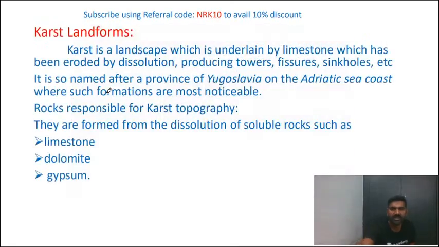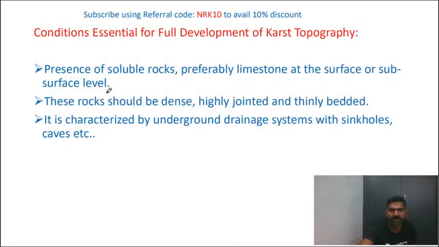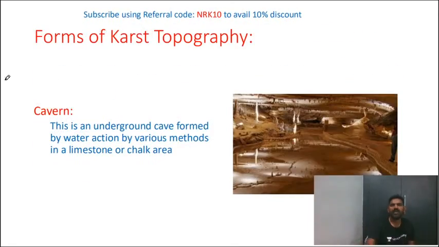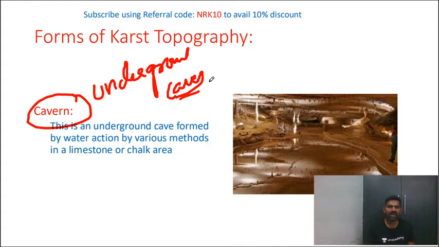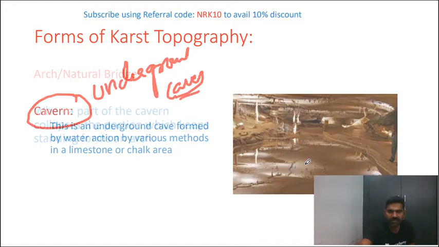See here. Caverns. Caverns are nothing but underground caves. What is it called as? Underground caves. So these are called as caverns. Inside, whatever is a dolomite or a limestone, everything got melted because of the water and a cave got created inside. So this is called underground caves or caverns.